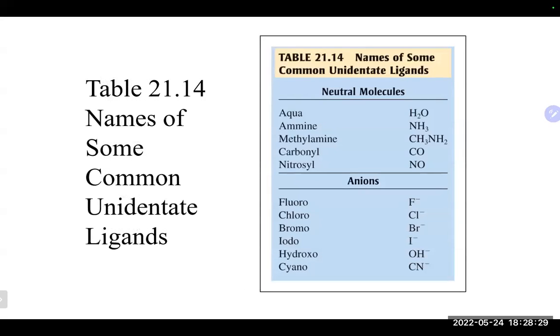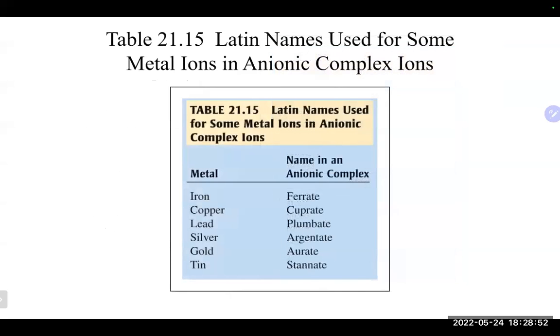So here's a table similar to the one you have in your book there. Some neutral guys and their names. So aqua, ammine, methylamine. Our halogens are named like you do in organic: fluoro, chloro, bromo, iodo, hydroxo, and cyano there for cyanide. And here's what I was talking about. If your complex ion is negatively charged, you would roll with ferrate, cuprate, plumbate, argentate, aurate, and stannate for those guys.